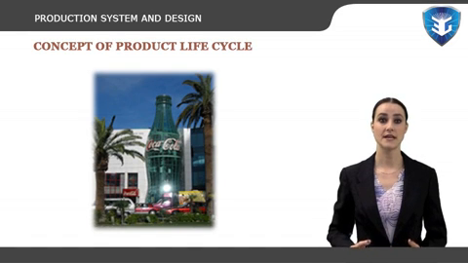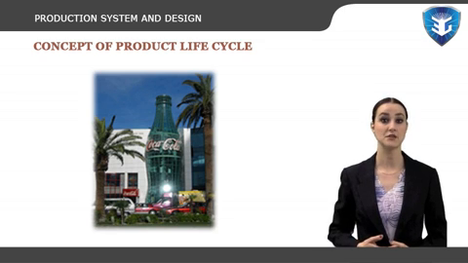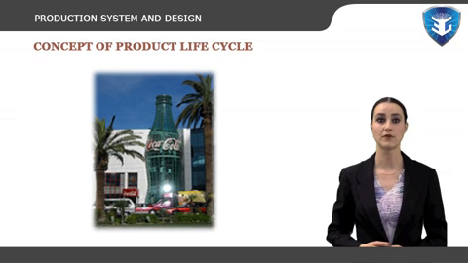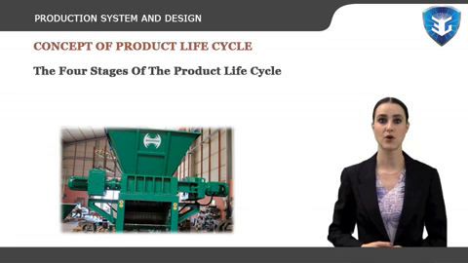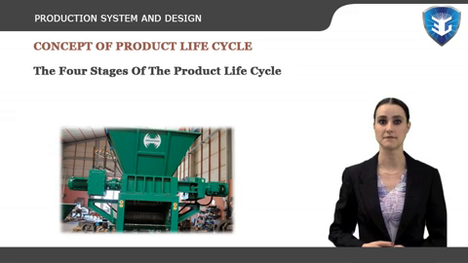There is no set time period for the PLC, and the length of each stage may vary. One product's entire life cycle could be over in a few months. Another product could last for years. The 4 stages of the product life cycle. The process of product life cycle is as follows.